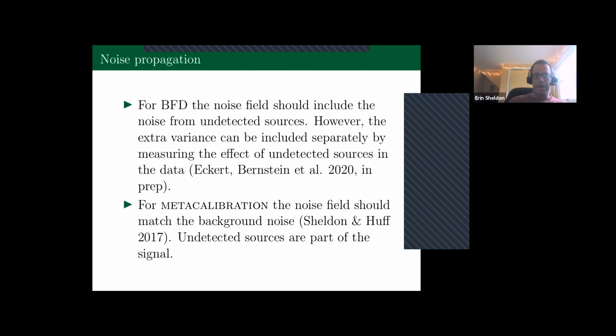Just a little bit of detail, BFD actually wants to include the noise from undetected sources in this estimate, but as is going to come out in a paper soon, the covariance matrix that they would derive from the noise field can be updated afterward with measurements made on the real data to account for these undetected sources. And for Metacal, we just want to use a background noise field. So we can use the same noise field for both efforts.